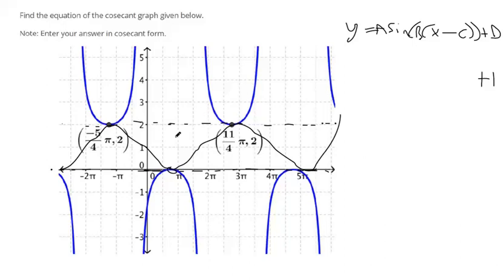And then the amplitude is how high or how low we go from the midline. So if this is our midline, the sine wave goes up 1 and down 1, so that's A. It's just 1. You don't have to write a number there if you don't want it.